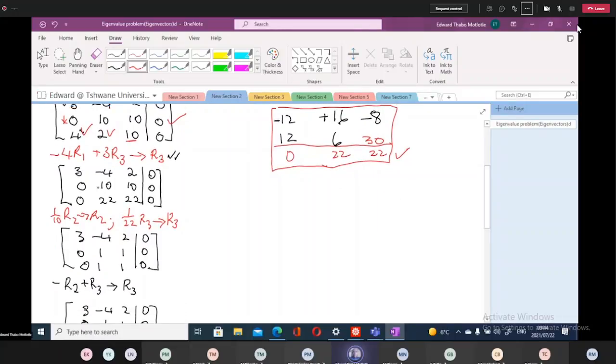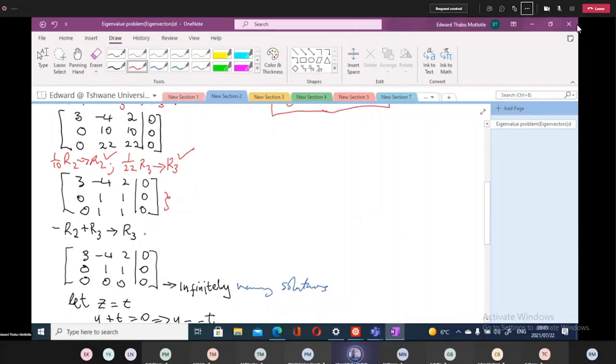Now you can clearly see that I can divide equation 2 by 10. So I end up with 1 and 1 and 0. That's the first statement here. And equation 3, I can divide it throughout by 22. Then I end up with that. Okay, so this is how I achieved it. I have indicated there on the operations how I achieved that one. Now, we multiply equation 2 by minus 1 plus equation 3, you get equation 3. So you can clearly see that we have 1 and 1, 1 and 1. So we will end up with zeros. So I have 0, 0, 0, 0.